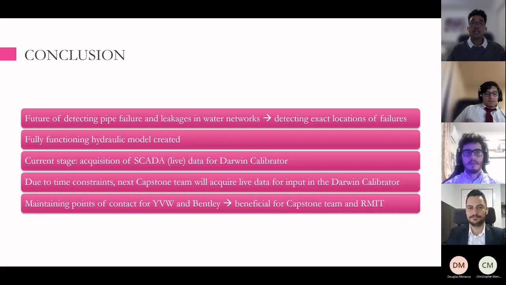But furthermore, implementing digital twins can detect the exact location of leakages and pipe failures in any water network. The team have created a fully functioning and comprehensive hydraulic model using WaterGEMS, and the next step is to acquire live data for the DRAWIN Calibrator. However, due to time constraints, the next Capstone team can move forward with this step, whilst maintaining the points of contact with Yarra Valley Water and Bentley, as it will be beneficial for the next team.